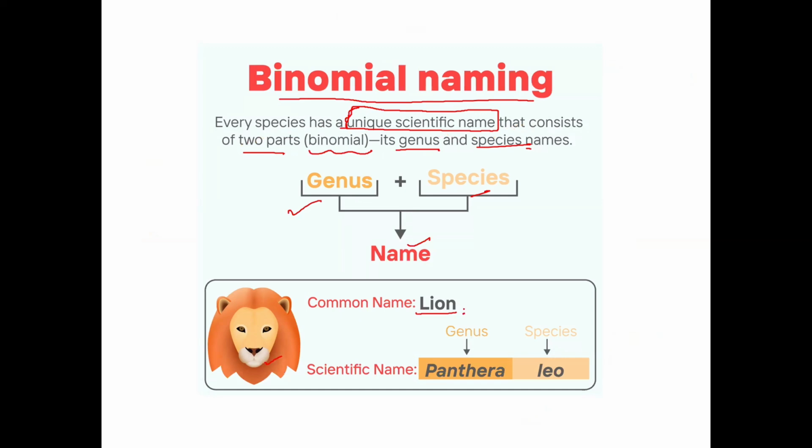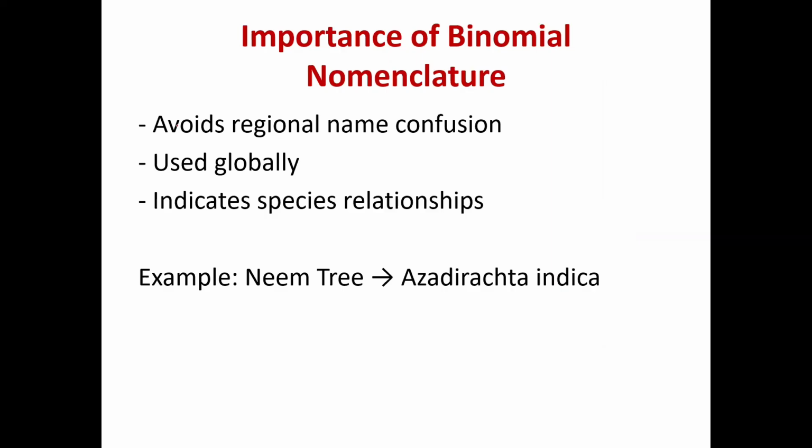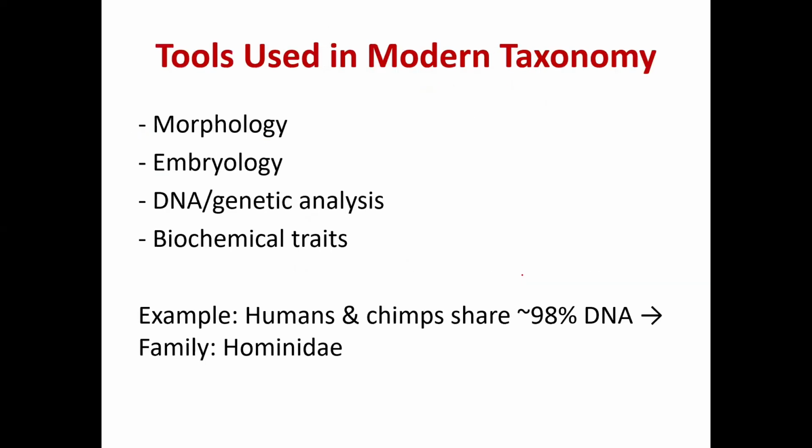For lion, lion is a common name, but the scientific name of the lion is Panthera leo. Panthera is the genus, and the species is leo. Look, the first letter is capital and this is small. Why is it important? It avoids regional name confusion, and it is accepted globally. It indicates species relationship. It makes communication easier for scientists around the world, giving each species a unique and universal name. The name for the neem tree is Azadirachta indica.